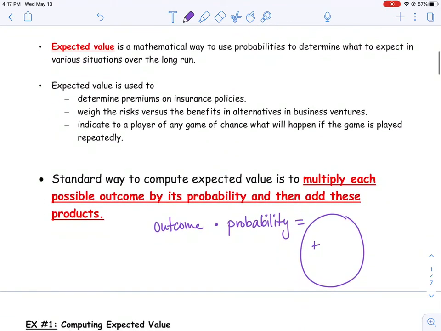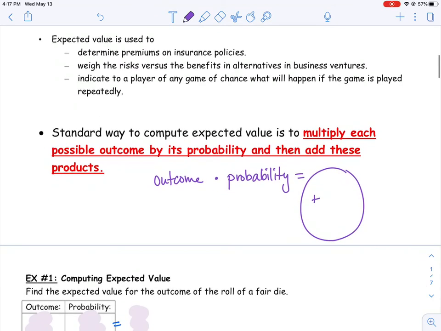Let's use that idea and how they kind of calculate that to calculate what we call expected value. Expected value is a mathematical way to use probabilities to determine what's expected in various situations over the long run. Like I said, insurance policies, weighing the risk versus benefits in business ideas, and indicating to a player in a game of chance what will happen if the game is played repeatedly, so in gambling, okay?